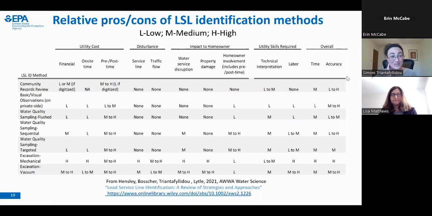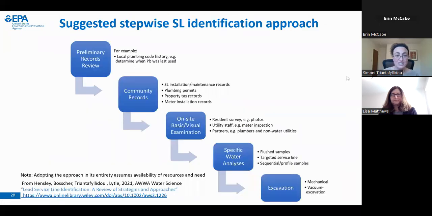So we're constantly looking at improving this information. So here's the suggested stepwise service line identification approach that I mentioned in the outline. The idea here is for a system having unknown service line materials to basically start with the simplest approaches. And each time you move down to the next step, you move to a step that's a little bit more complicated, more costly, but hopefully will give you more information than the step right before it, all the way to excavation, which is the most complex and costly approach.